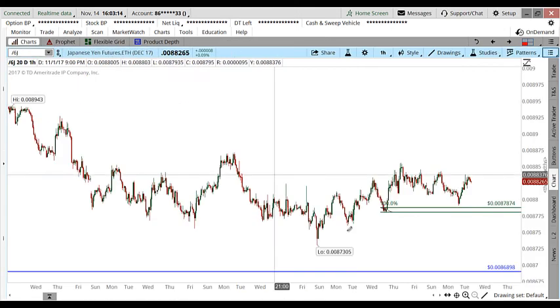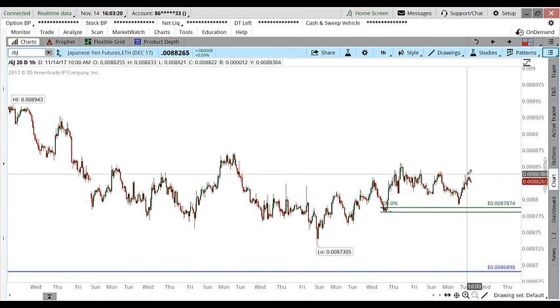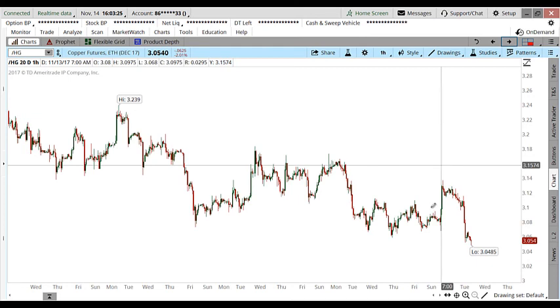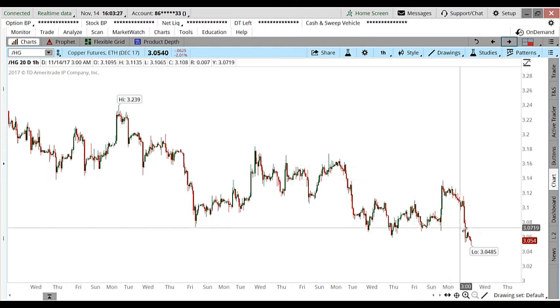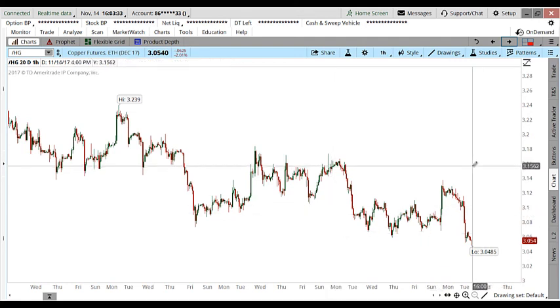Japanese yen, we had a small level right in here. Price came really close and then completely missed. So we're still waiting on it, as it has not come yet to entry. And then we didn't have anything set up in the copper futures, as we finished off the breakout trade from a couple of days ago, and we're waiting on another good setup to show itself.